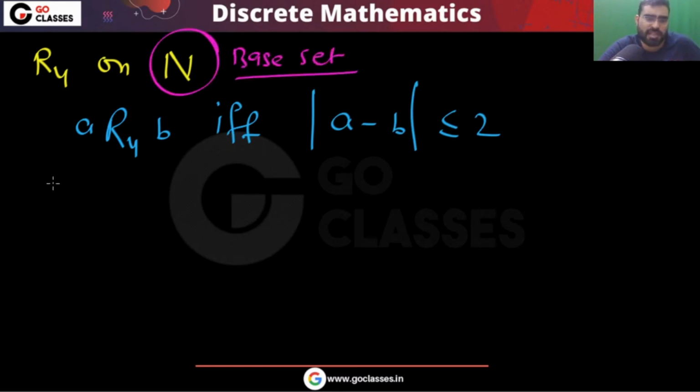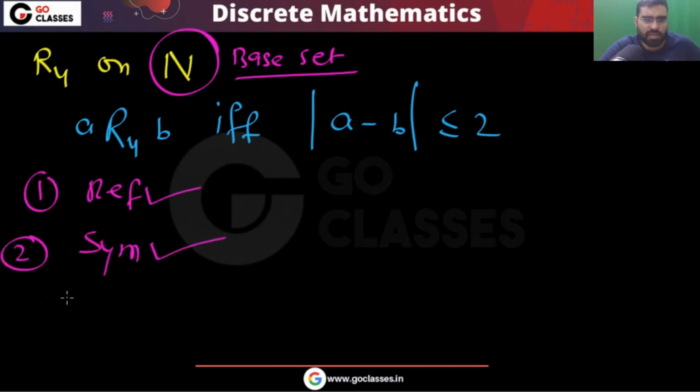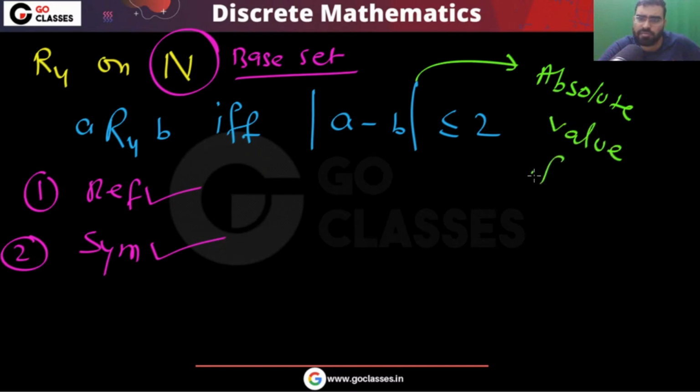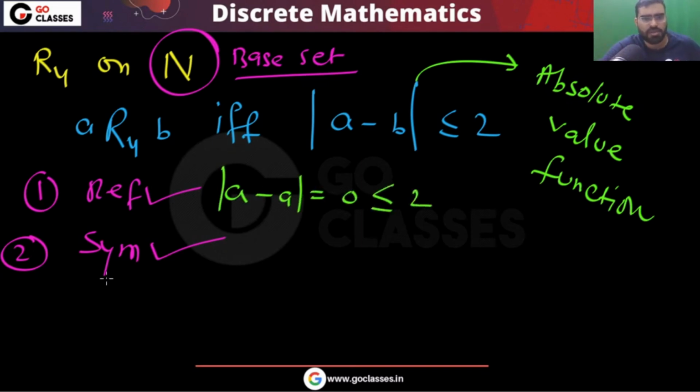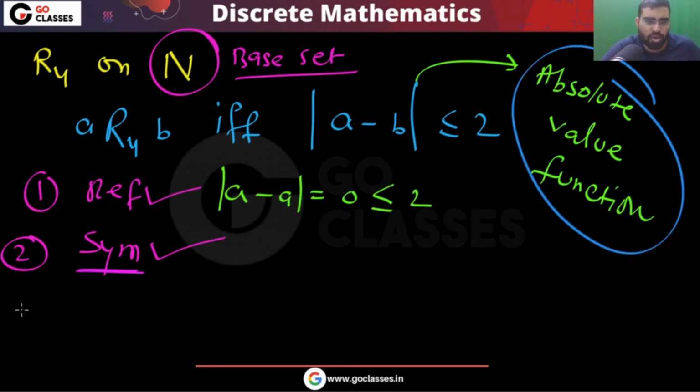So you can easily see, yes, this relation will be reflexive. Why? Because you can notice A minus A will be 0, and that is less than or equal to 2. This relation will be symmetric also, because this is the absolute value function, so the sign actually does not matter.